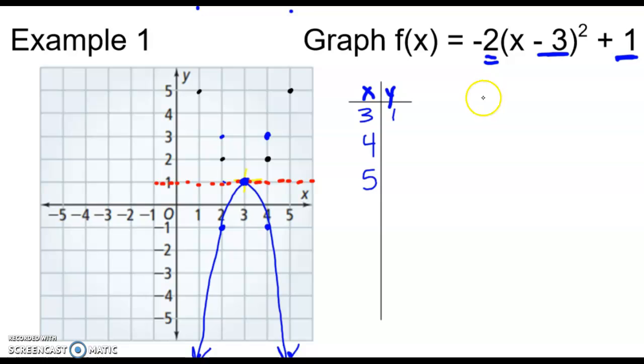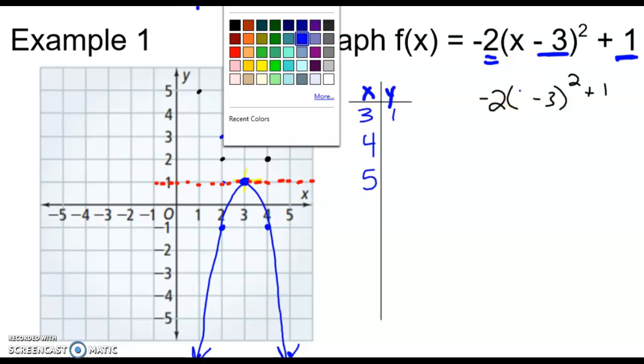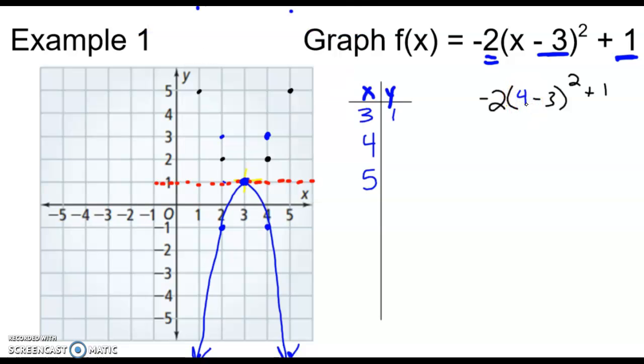So if I take that original function, -2 times (x - 3) squared plus 1, and I plug in my 4, -2 times (4 - 3) squared plus 1, what do I get? -2 times 1 is -2, plus 1 would be -1. So (4, -1). If you look at our graph, we can see that there is in fact a point at (4, -1).